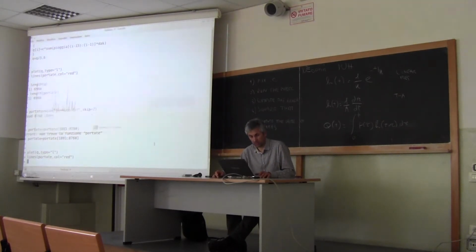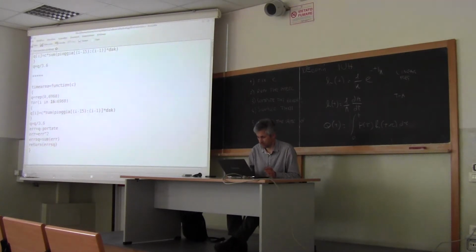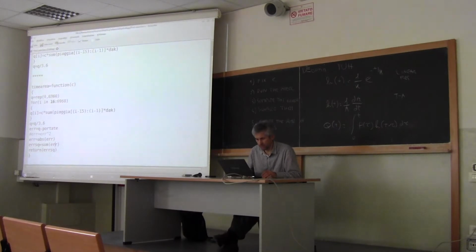So let me go back to the code. You just need to change this line here. Look at what I did. I put a cancelletto sign, I don't know how to say it in English, an asterisk, and this means comment in R, because I didn't want to delete the line. And I just substituted the square with the absolute value.